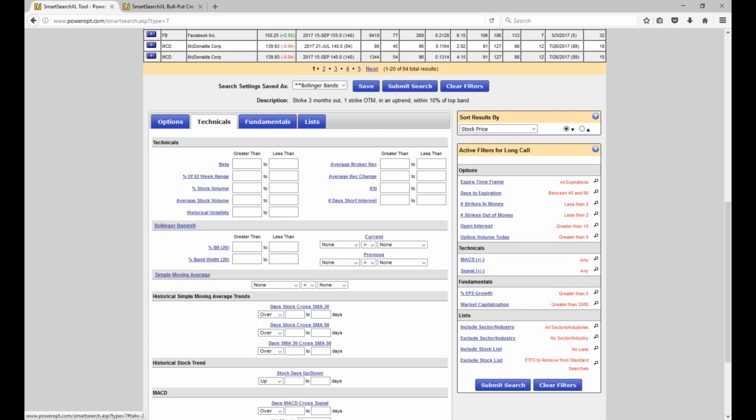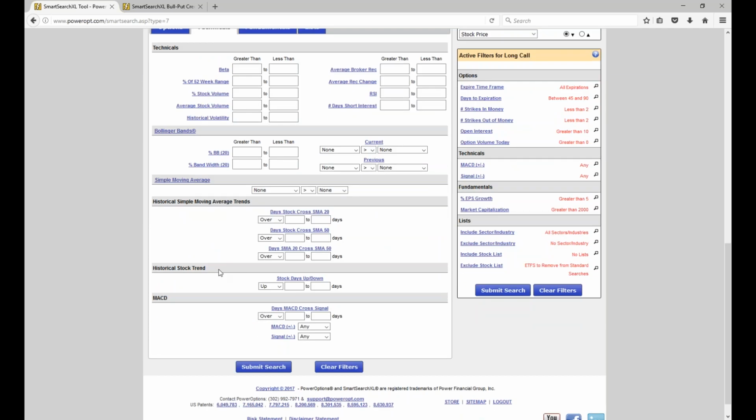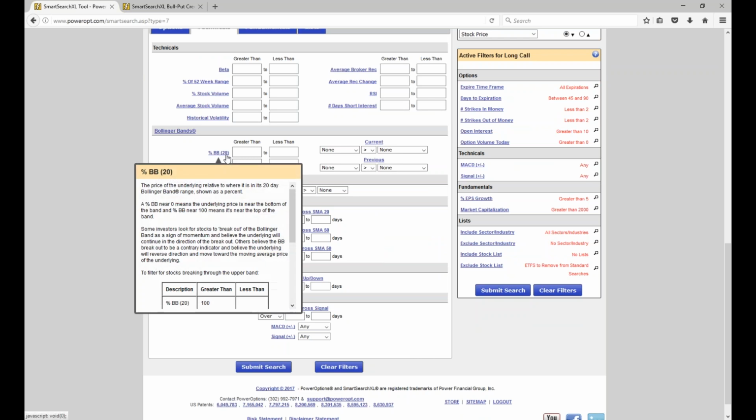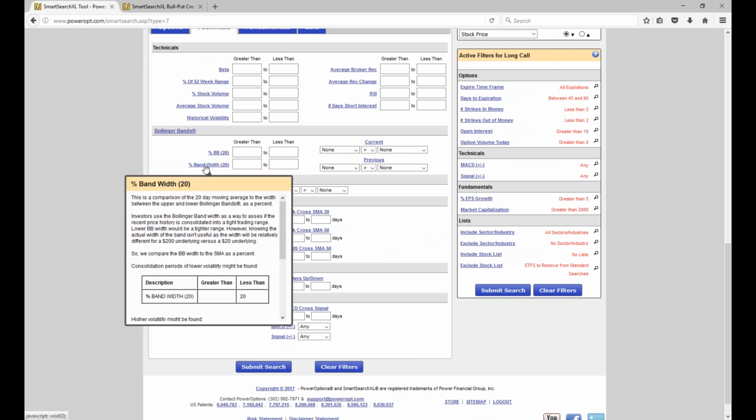Let's go to the technicals. The Bollinger Band ranges and the MACD as well as the SMA 20 is something I typically look at, but I'll look at the SMA 20 later. First thing I want to talk about is the percent bandwidth, okay?